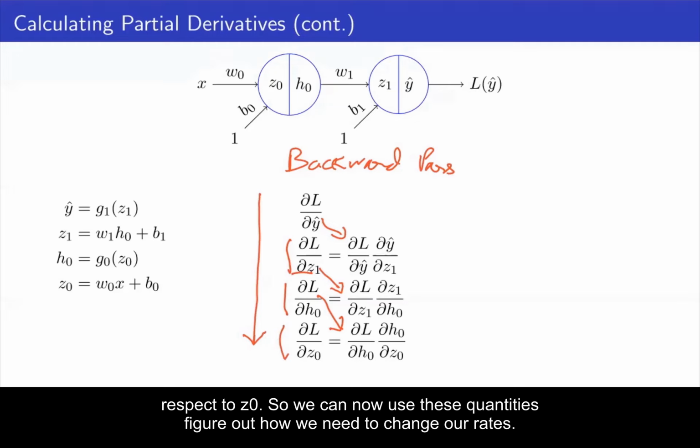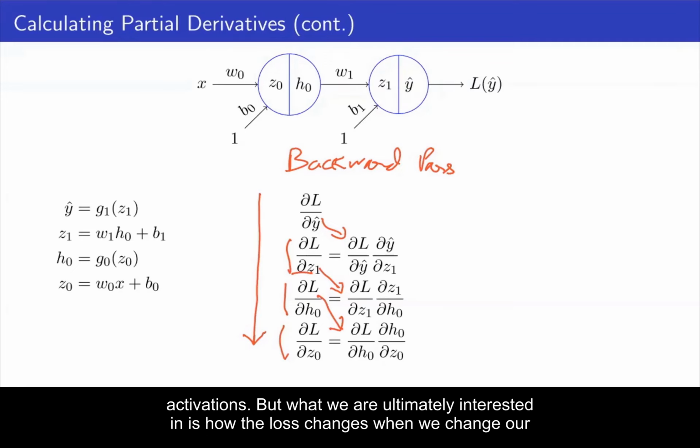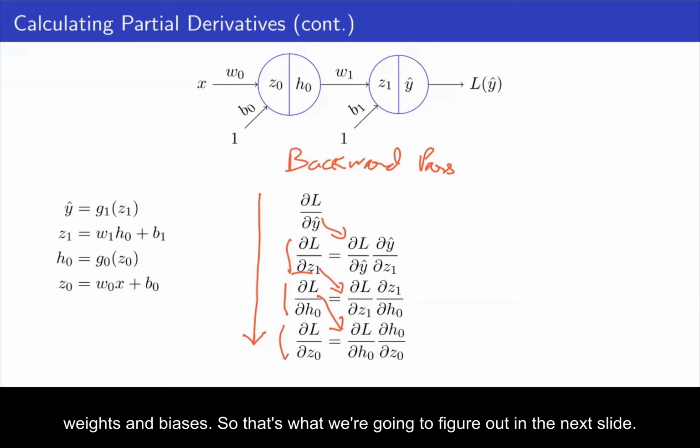So we can now use these quantities to figure out how we need to change our weights. So far, this has only told us how the loss relates to the change in activations. But what we are ultimately interested in is how the loss changes when we change our weights and biases. So that's what we're going to figure out in the next slide.